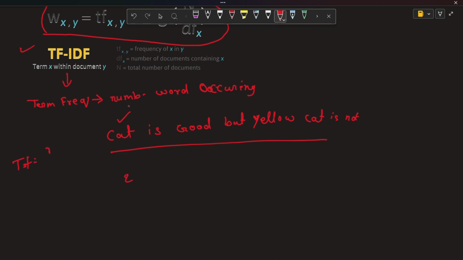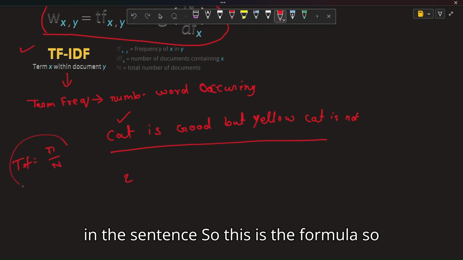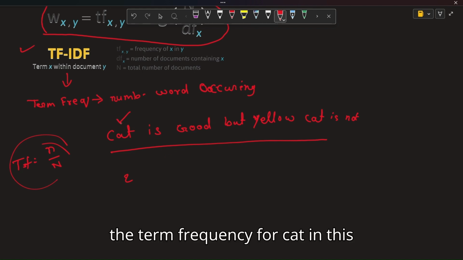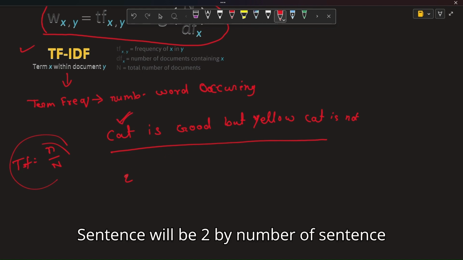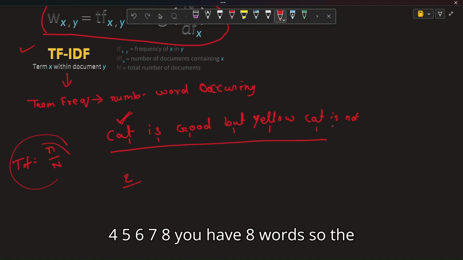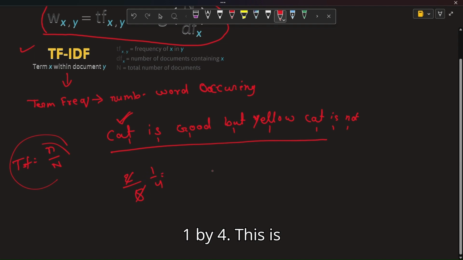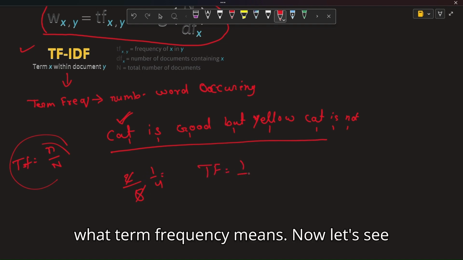the number of times the word is occurring in the sentence upon the total number of words in the sentence. So this is the formula. So the term frequency for cat in this sentence will be 2 by the number of words in this sentence. So 1, 2, 3, 4, 5, 6, 7, 8. We have 8 words. So the term frequency of cat in this sentence is 1 by 4. This is what term frequency means.